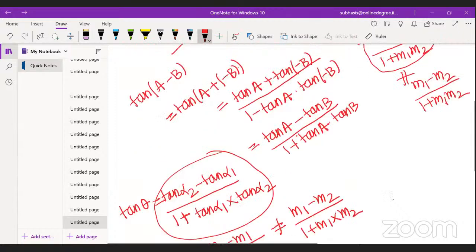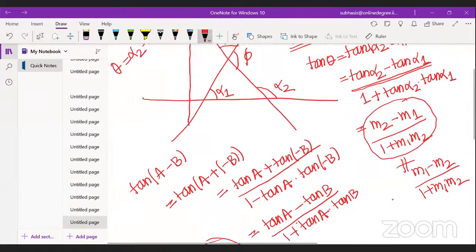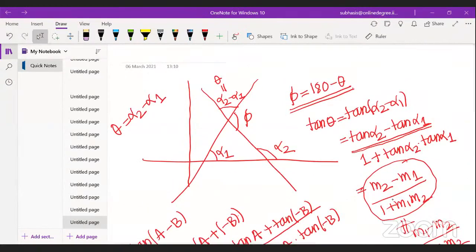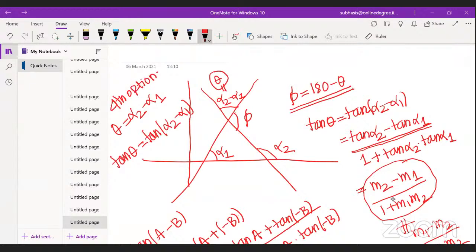So now you have theta. Theta is basically alpha 2 minus alpha 1. So tan theta is basically tan alpha 2 minus tan alpha 1. So the fourth option is correct. Okay. So what about the third option?